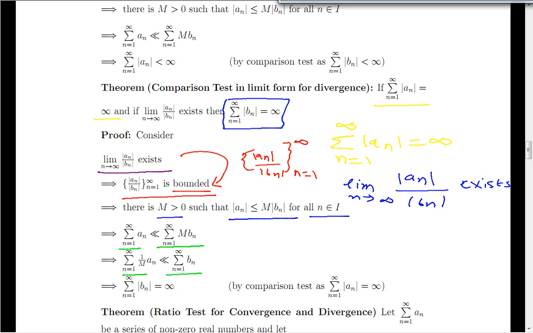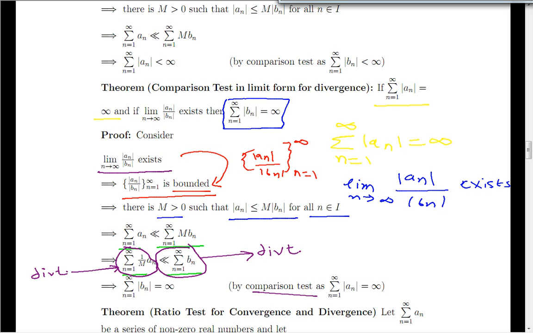We can now apply comparison test in absolute form. If the bigger series is convergent, then the smaller series is convergent; here the smaller series is divergent, hence the bigger series is divergent. So if the smaller series is divergent, then the bigger series is also divergent. So Σbn is going to diverge.